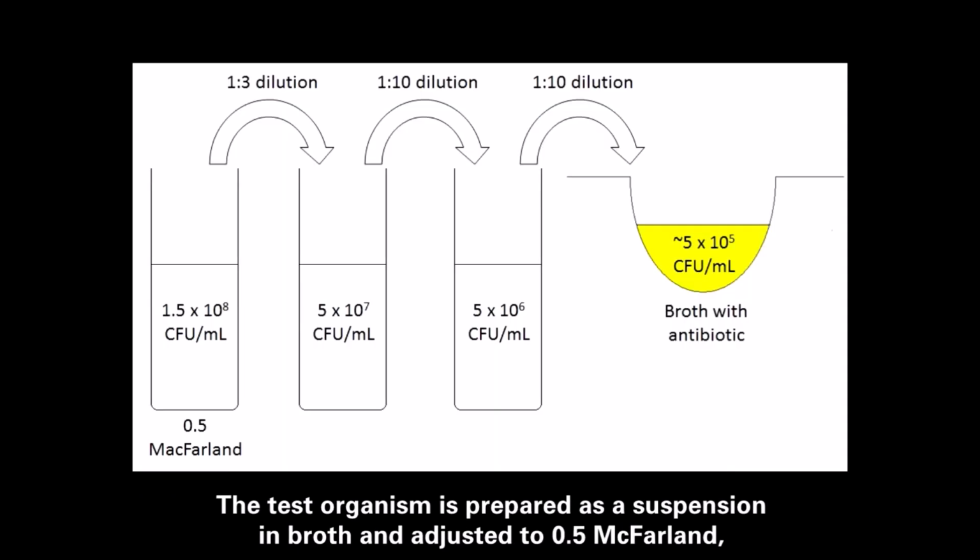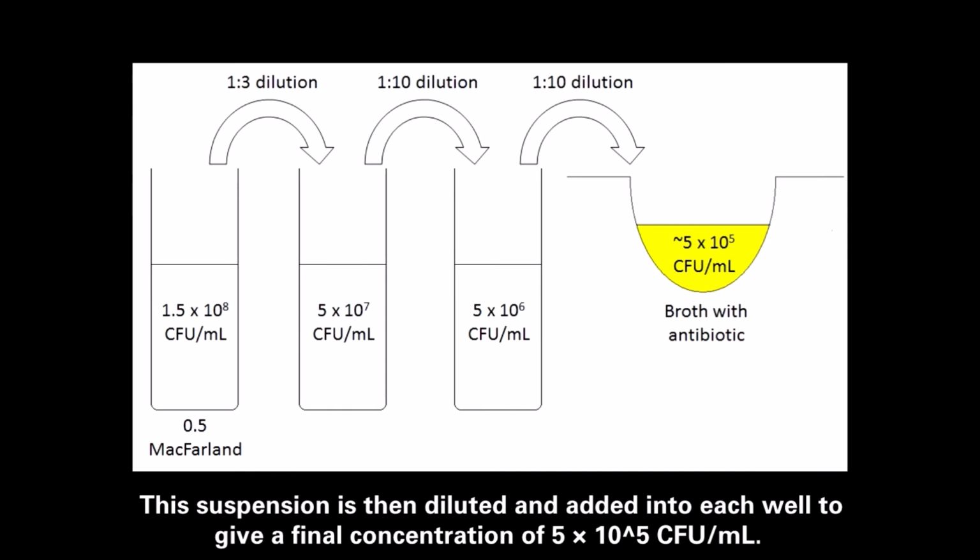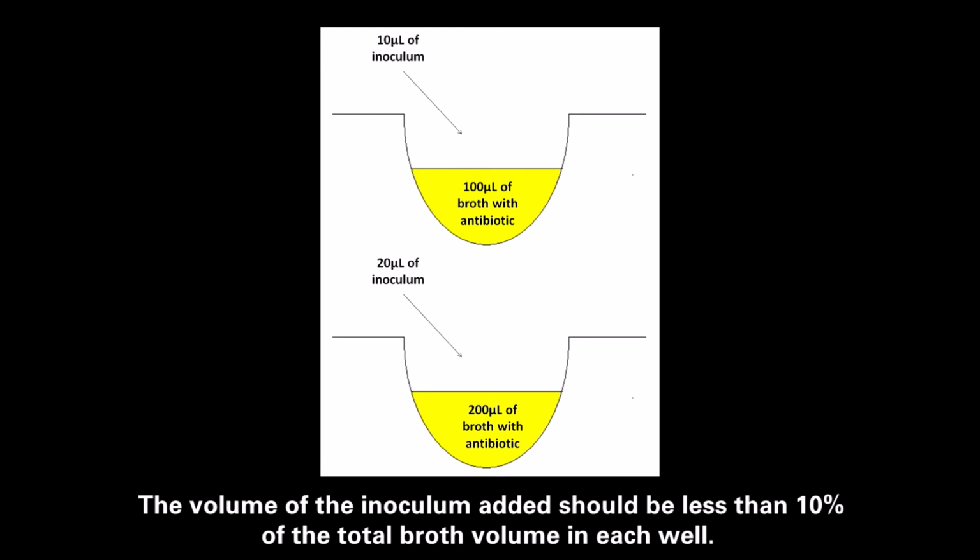The test organism is prepared as a suspension in broth and adjusted to 0.5 McFarland, which is equivalent to 1.5 times 10 to the power of 8 colony-forming units per milliliter. This suspension is then diluted and added into each well to give a final concentration of 5 times 10 to the power of 5 colony-forming units per milliliter. The volume of the inoculum added should be less than 10% of the total broth volume in each well.